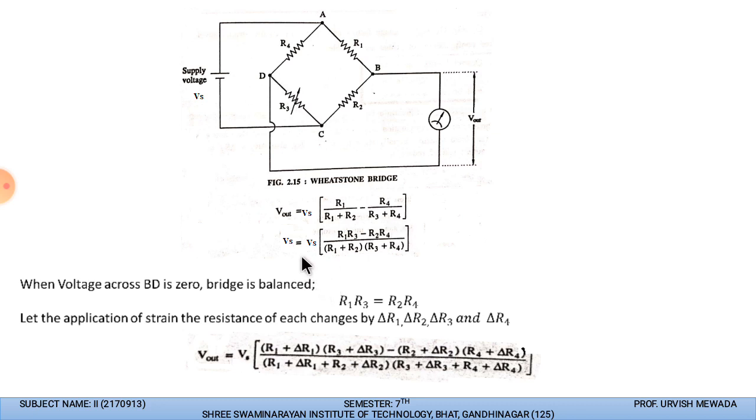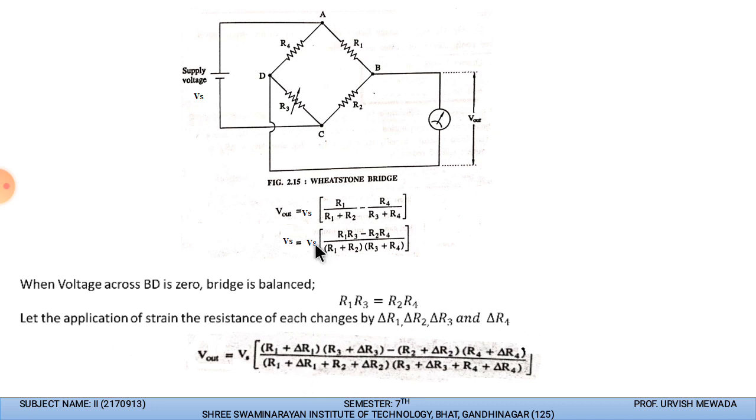So V out is equal to Vs into, let's solve this, R1 R3 minus R2 R4 divided by R1 plus R2 into R3 plus R4. When the voltage across BD is 0, the bridge is balanced. As we wrote at the start of the theory, R1 by R2 is equal to R4 by R3. Now, on the application of strain, each resistance changes by delta R1, delta R2, delta R3 and delta R4.